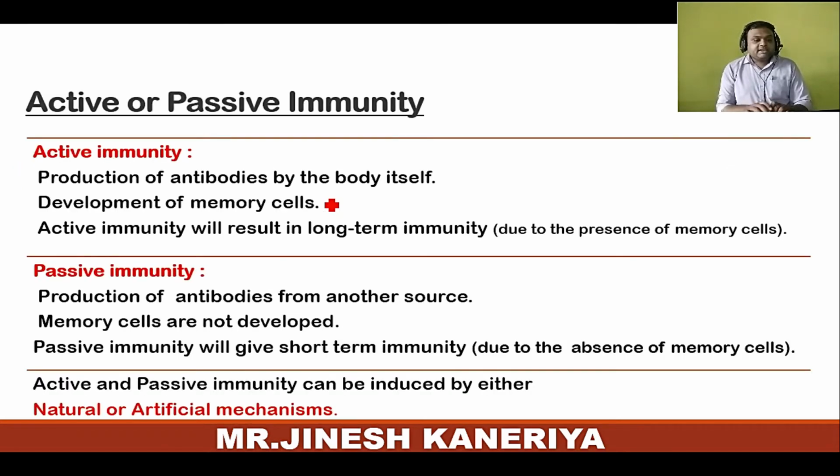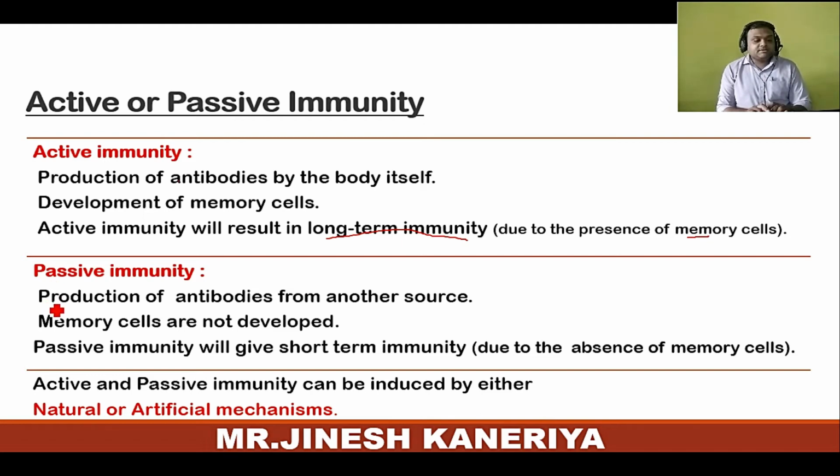Then next, active or passive immunity. Active immunity is defined as the production of antibody by the body itself. So this immunity can be developed by the body itself. Meanwhile, there is also development of memory cells during the activation of the immunological response against the particular infection. Active immunity results in long-term immunity due to the generation and presence of memory cells. This is one of the most important factors of active immunity.